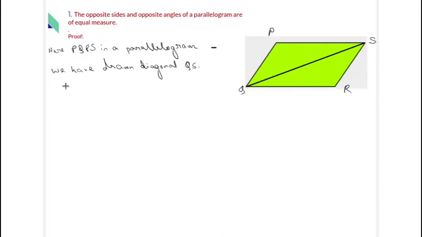Okay, now what we have to prove? To prove that the opposite sides are equal, that means PS is equal to QR and PQ is equal to SR. And opposite angles are also equal, that is angle P is equal to angle R and angle Q is equal to angle S.